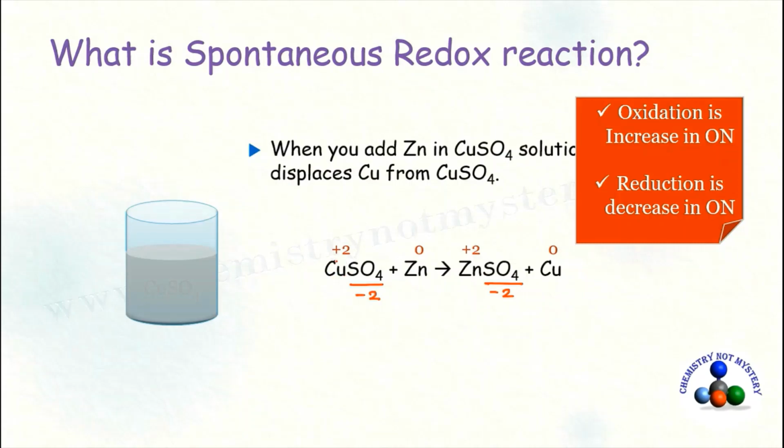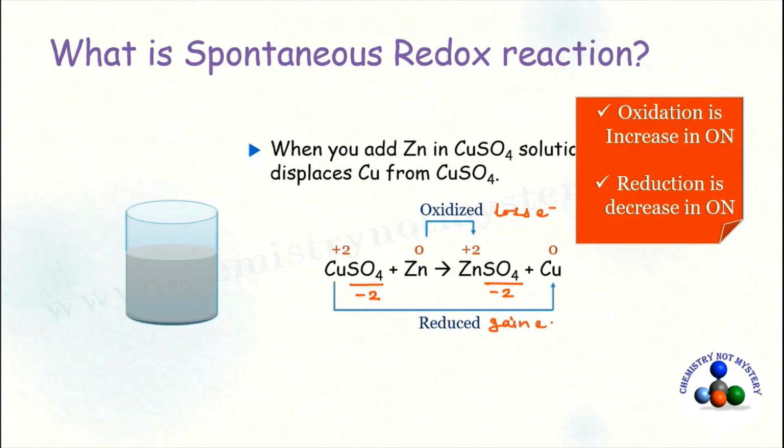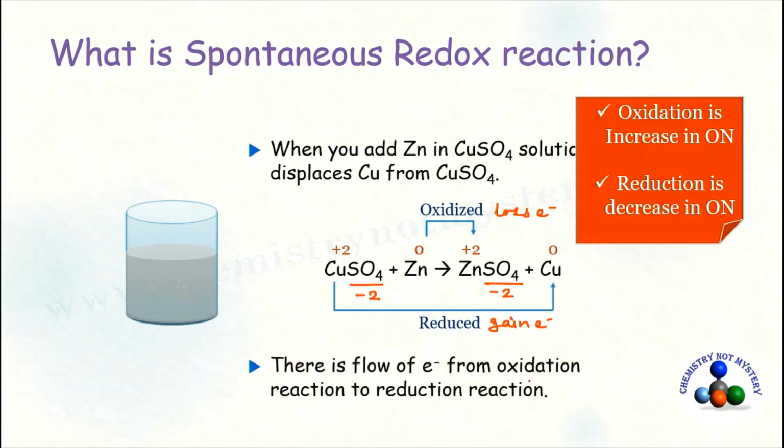Oxidation number of copper changes from +2 to 0. So copper gets reduced from +2 to 0. Oxidation number of zinc changes from 0 to +2. So zinc gets oxidized. Oxidation is loss of electron and reduction is gain of electron. So there is a flow of electron from oxidation reaction to reduction reaction.